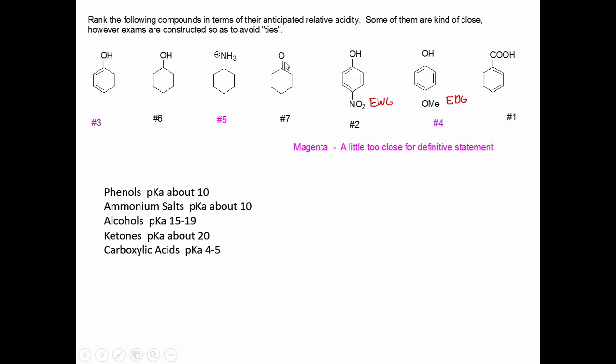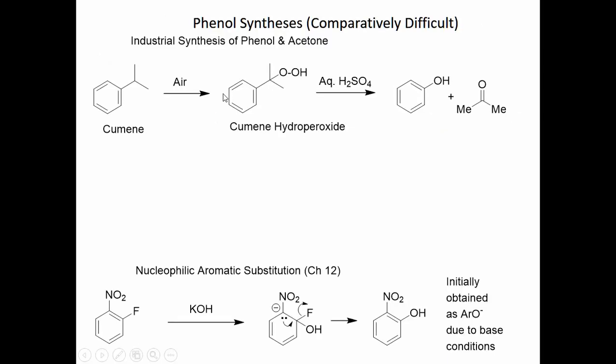Okay, the ones that I've shown in magenta, there's a little bit of a too close for comfort aspect to these, but we could probably say that this one is definitely going to be more acidic than this one. As to where the amine ranks, that's a little bit hard. You'd probably have to go in the lab and measure it yourself to get an accurate value. You can't just make generalizations based on the type of functional group you have right there. But the ammonium salt is very close to the phenol.